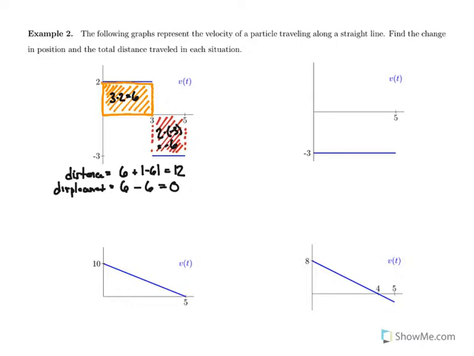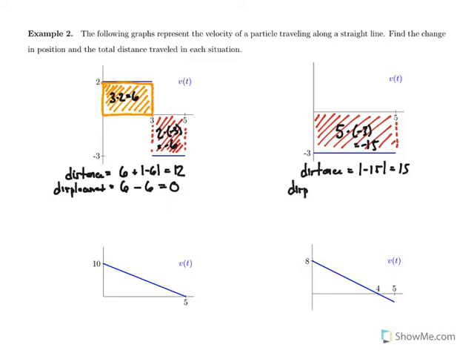All right, think about the next one. If we go to the right here, we have a straight line just at -3. That's going to be negative area, but it's a nice rectangle. It's easy to find this area. It's going to be 5 times -3 is -15. So it's like we're going in reverse. So this particle is going in reverse. The distance is going to be just the 15, and the displacement is going to be -15 units.